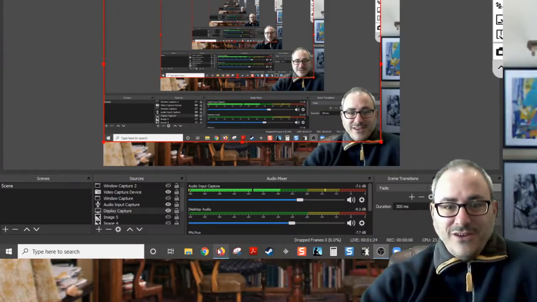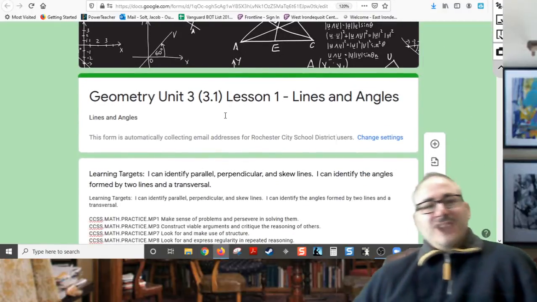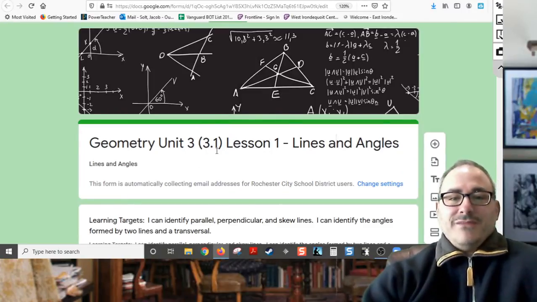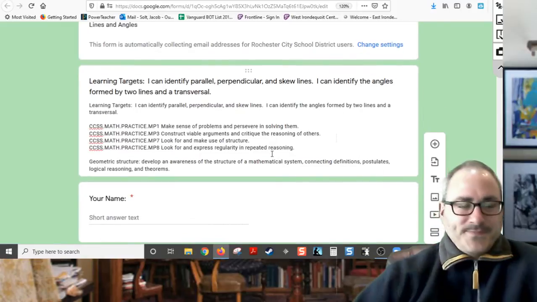And so today we're just going to move ahead with Unit 3, which is where we're going to talk about parallel and perpendicular lines and lines cut by a transversal and all that fun stuff. So get ready for my video magic that's about to happen. Here goes. Okay, so here we are. If I've done my job correctly, you should see Geometry, Unit 3, 3.1, Lesson 1, Lines and Angles. All right, and let's begin.